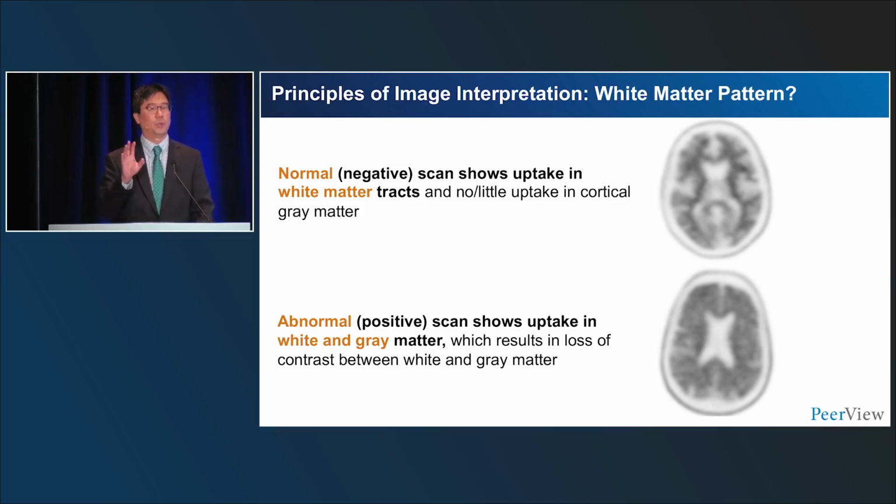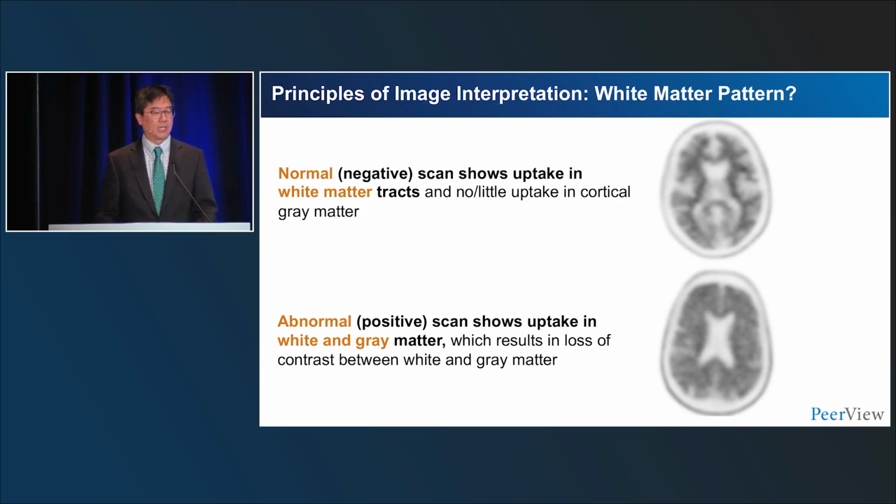They all, if you will, stain white matter when they're negative. So a normal or negative scan shows a white matter pattern, okay? You just don't see nothing. You actually see a white matter pattern like you'll see here, okay? And an abnormal scan shows uptake in that gray matter. It stains those amyloid plaques in the gray matter, in the cortex. So now you have activity in the gray and white matter, which results in the loss of contrast between the white and gray matter.